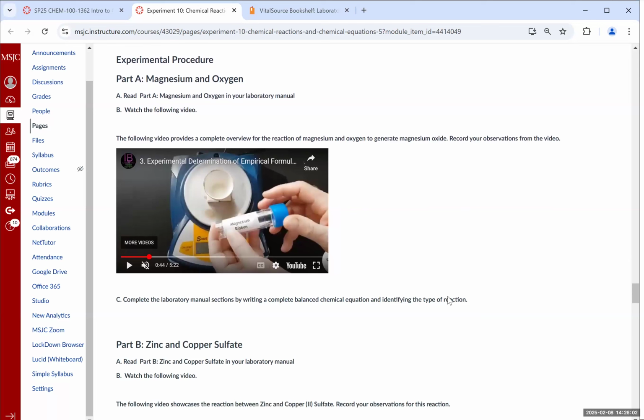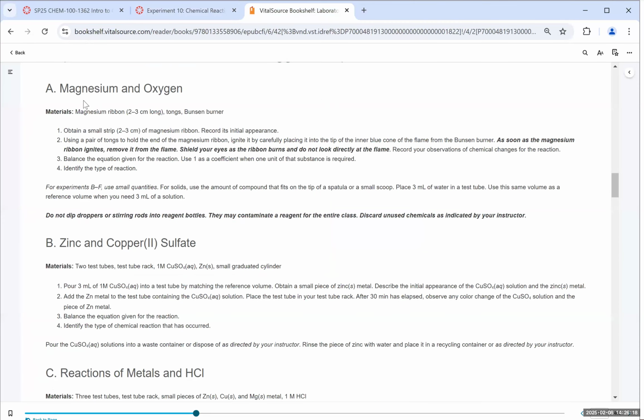So here we go. We're in the experimental procedure section. This is where we're going to be watching some videos, engaging with some information on different chemical reactions, and then we're going to write down our observations. So let's take a look at what's happening here. In the lab manual, this is the reaction of magnesium and oxygen. We're going to take a piece of magnesium.